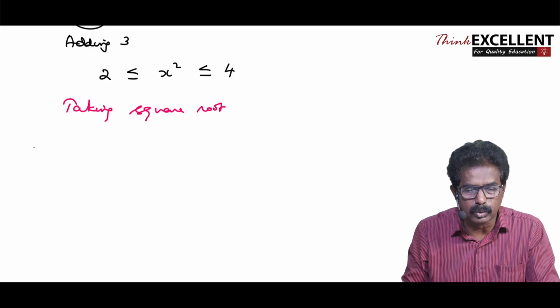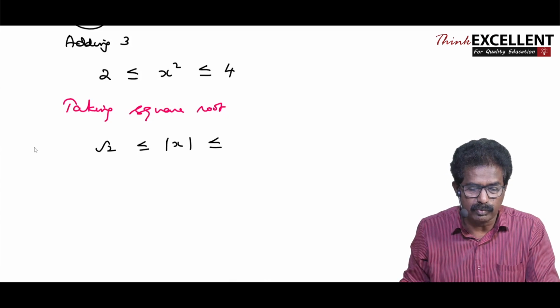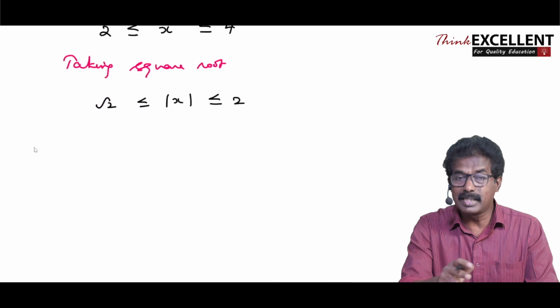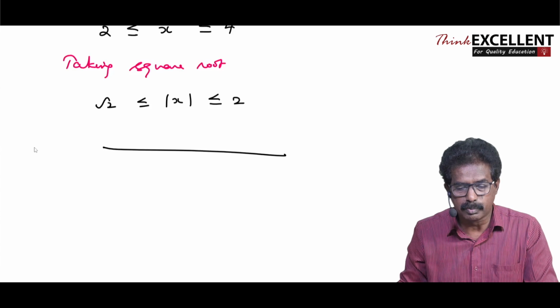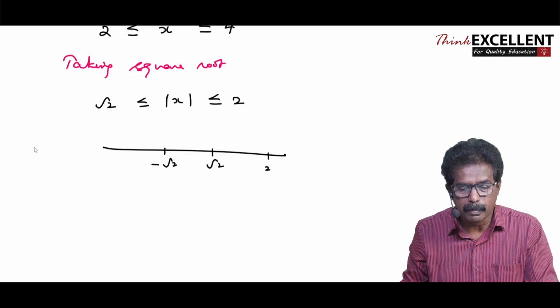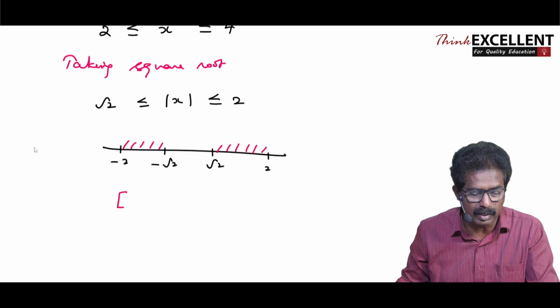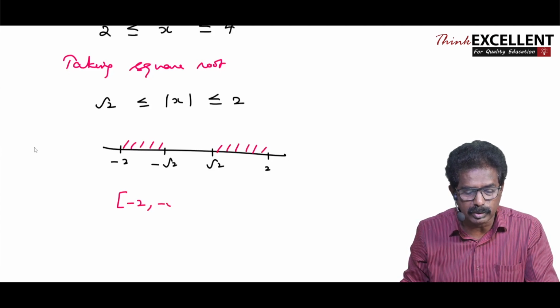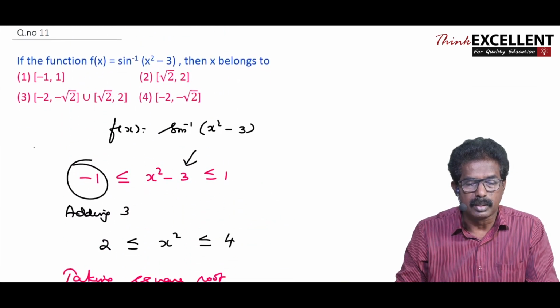Two square root, you write √2. X square root, you write modulus x, less than or equal to 4 square root, which is 2, right? So see this inequality, we already discussed this. Draw a number line. Smaller value √2, greater one 2. Left side minus √2, minus 2. You have to shade this portion and this portion. So the solution is the closed interval [-2, -√2] union [√2, 2]. So this is the solution, that is option number 3.